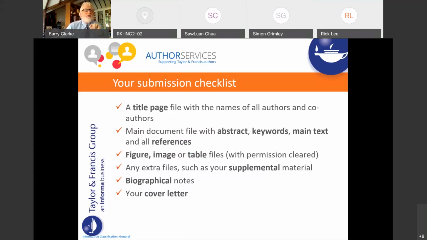Now that may sound a little bit ridiculous. Who would send in the incorrect version of the article? But actually, with all the changes that you might make, it is actually quite common for the wrong version of a paper to be submitted. So do please pay attention to sending the correct version of your paper.